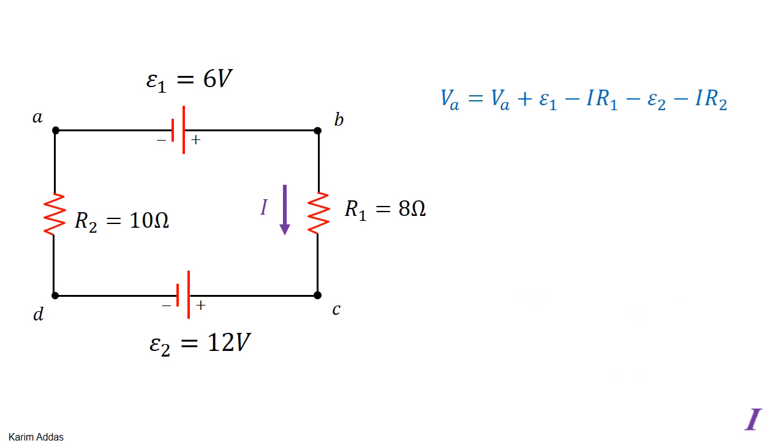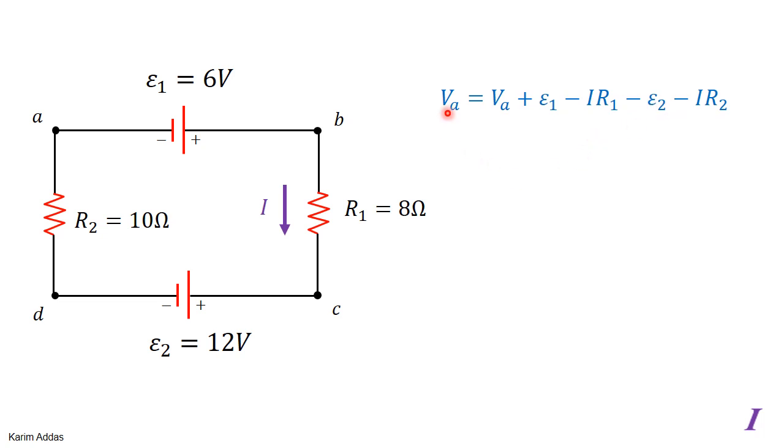Remember, we can solve the problem in a faster way by doing this method that we discussed before. You can start at A and say, okay, what's the potential at A equal to? The potential at A is equal to the potential at A, but then what can I do if I go around this way? I go from here to here, the potential increases by epsilon 1. And then when I go from here to here, it decreases by I times R1. And then when I go from here to here, it decreases by epsilon 2. And then when I go from here to here, it decreases by I times R2.